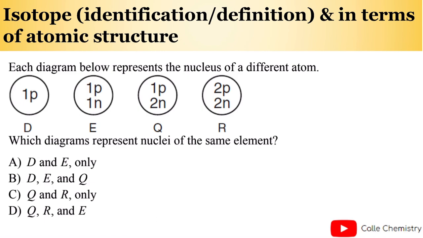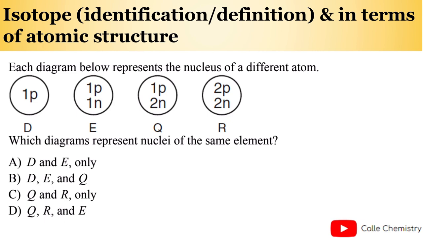Let's go to isotopes. Isotopes are a big thing in the Regents exams. So no doubt in my mind that it's going to be on it. Which diagram represents nuclei of the same element? Okay. Isotopes. If you don't know what an isotope is, after this, you need to know it. Isotope. You have same element, so same number of protons. The only thing that changes is the number of neutrons or the mass number.